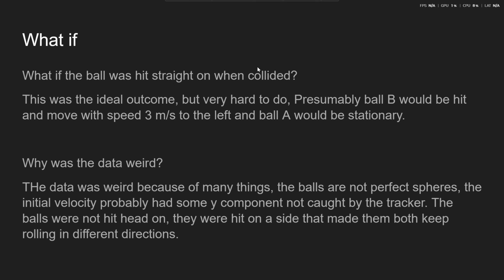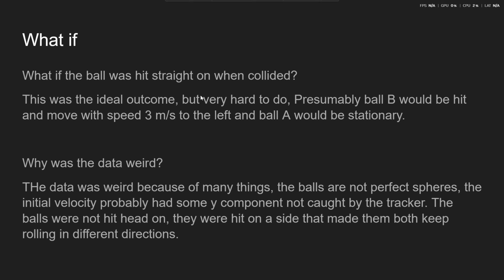Here are the what-if questions. If the balls are hit straight on when they collide, the most ideal situation would be that ball B, the second, stationary ball, would get hit and then instantly, not instantly, but basically start moving at 3 meters a second to the left, while ball A, which was the one initially moving, would become stationary.